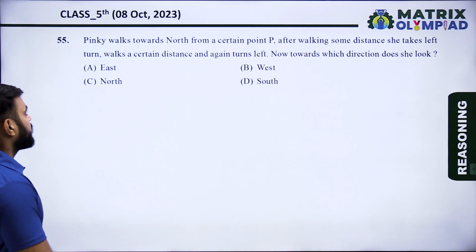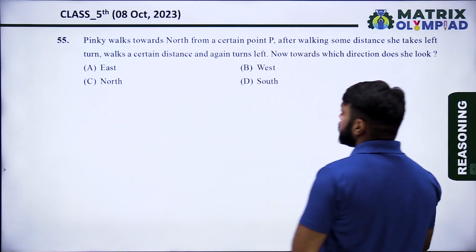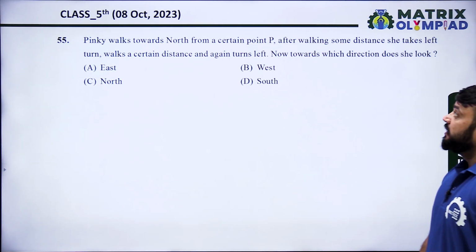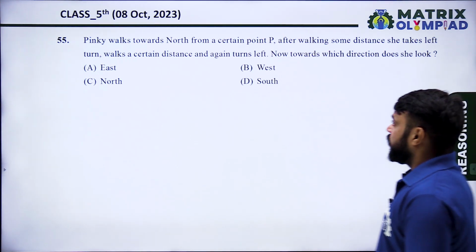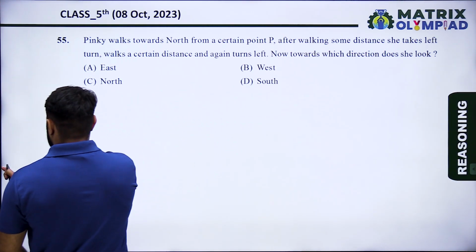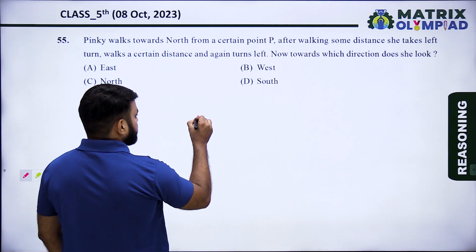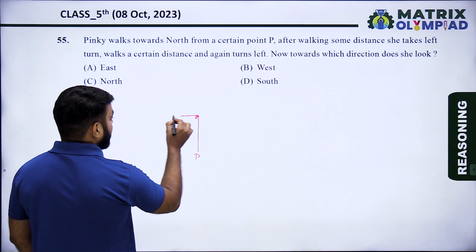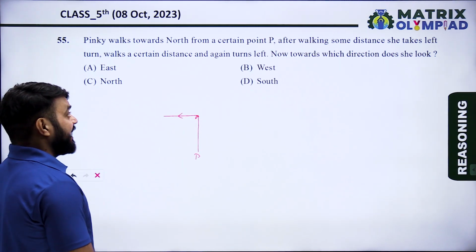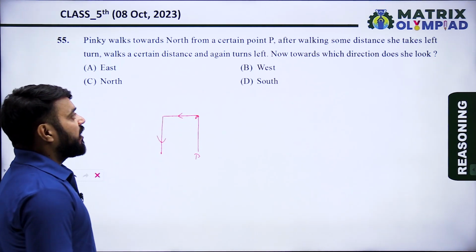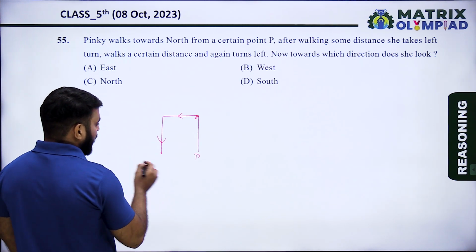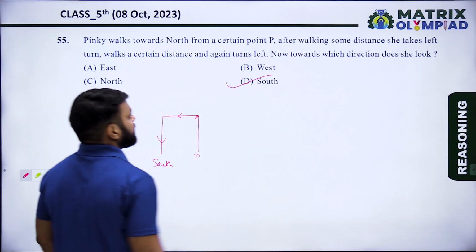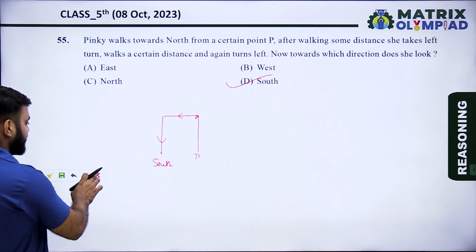Now let's move on to the next question. Pinky walks towards north to a certain point P. After walking some distance, she takes a left turn, walks a certain distance and again turns left. Now towards which direction does she look? So Pinky walks toward the north direction, and from point P takes a left turn, walks a certain distance and again turns left. So the final facing of Pinky is in the south direction. So the right answer is option D.